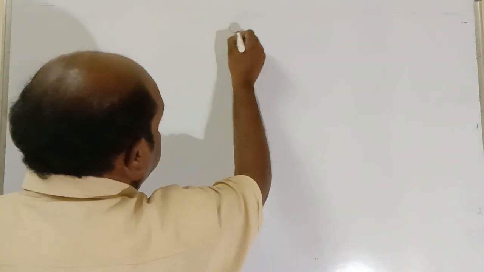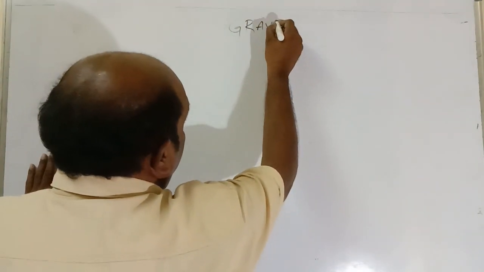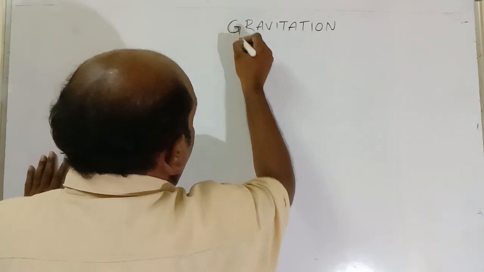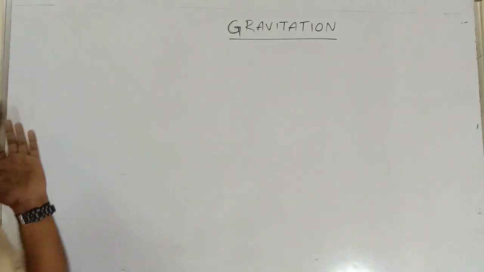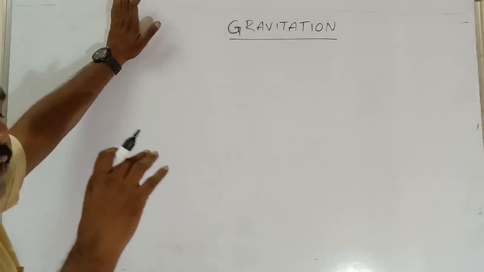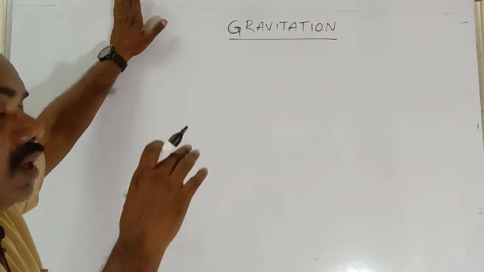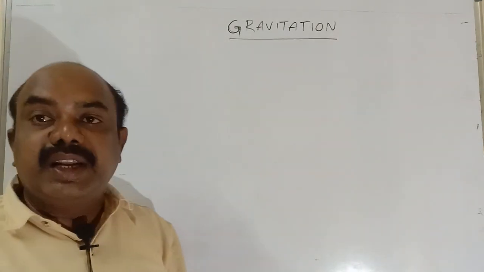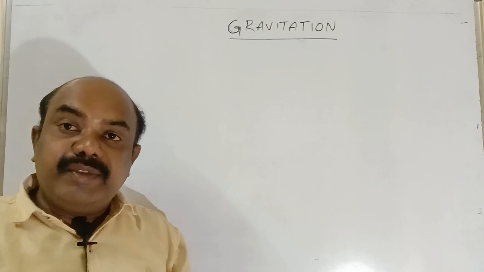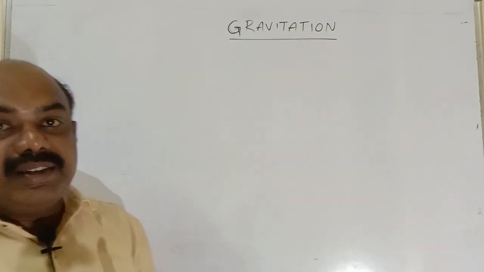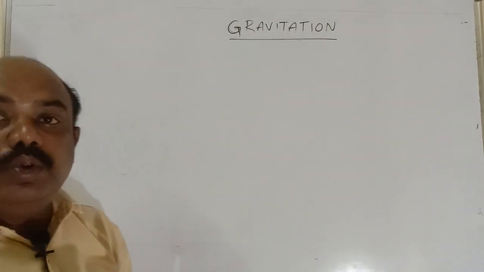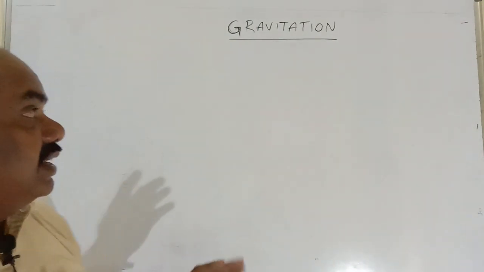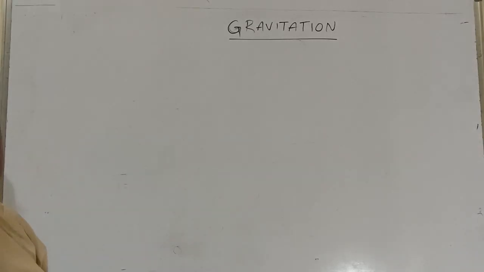See children, gravitation. In this lesson, we will see first of all the introduction part. What are the important points in gravitation? Who introduced the concept of gravitation? What is the definition of gravitation? What is the value of gravity on the earth, moon, sun? What is the acceleration of the moon towards the sun? All these things we are going to cover in gravitation.